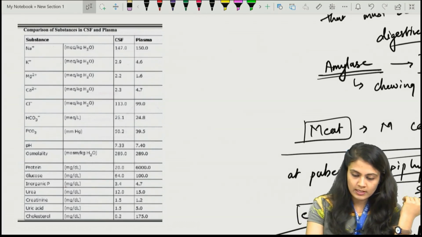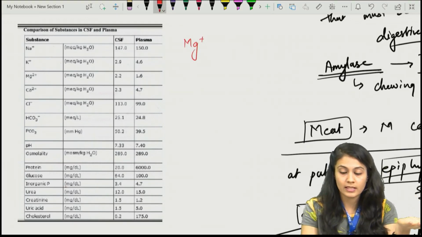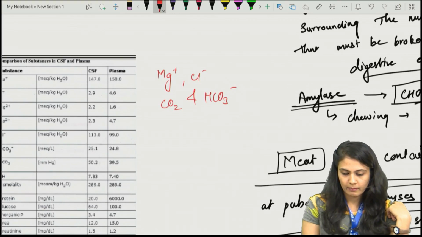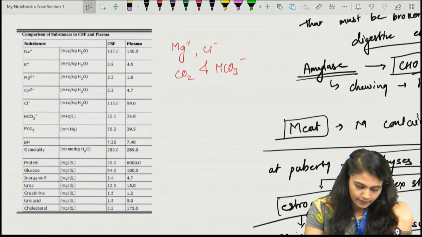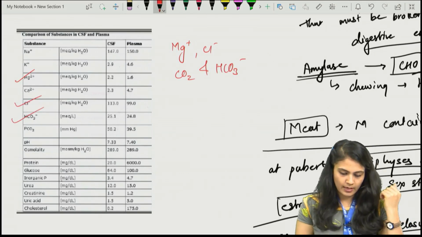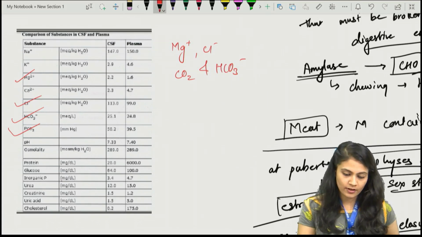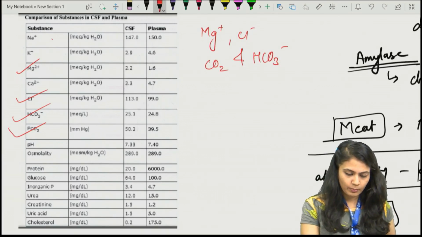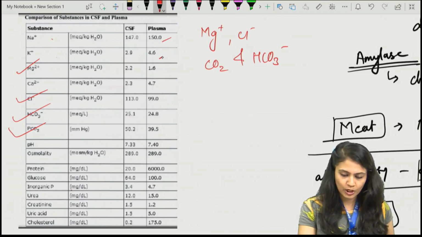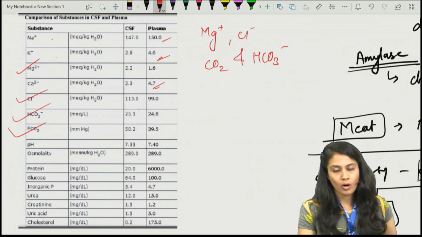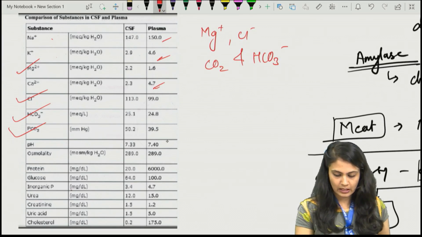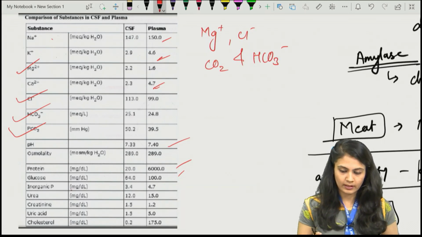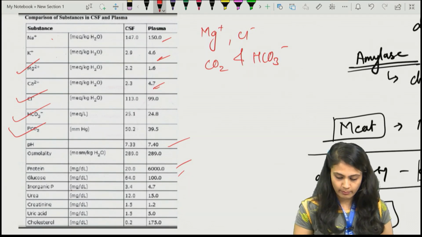So what are those things? Those things which are more in the CSF are magnesium, chloride, carbon dioxide and bicarb. These are the four things we can see over here: magnesium, chloride, bicarb and the PCO2 levels are more in the CSF as compared to the plasma levels. All other things like sodium, you can see the sodium levels are more in the plasma, the potassium levels are more in the plasma, the calcium levels are approximately double in the plasma. Then all other things including the pH and the proteins and the glucose are more in the plasma, except magnesium, chloride, carbon dioxide and bicarb.